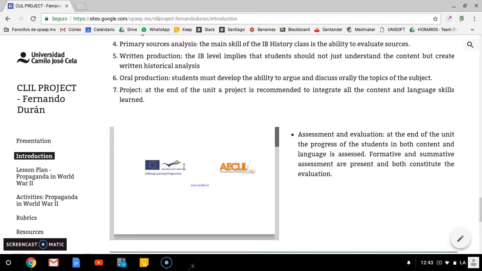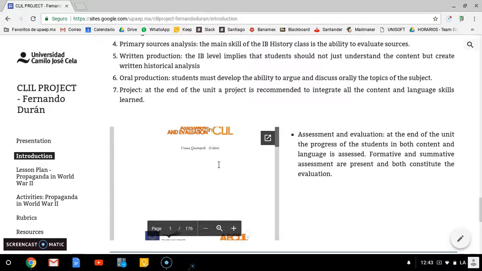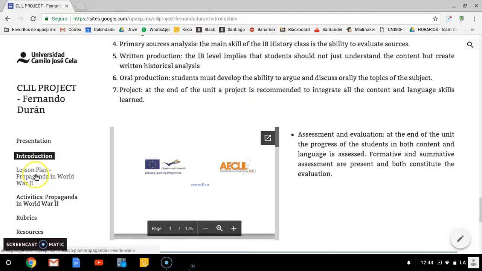And right here, I found a really interesting document about assessment and evaluation in CLIL. Let's move on to the lesson plan.